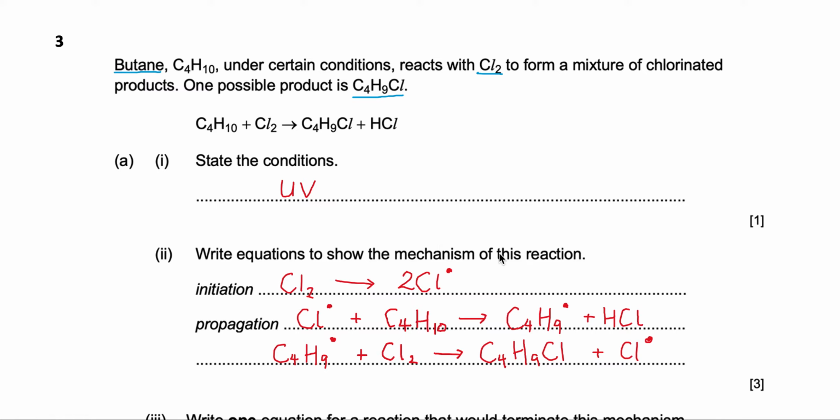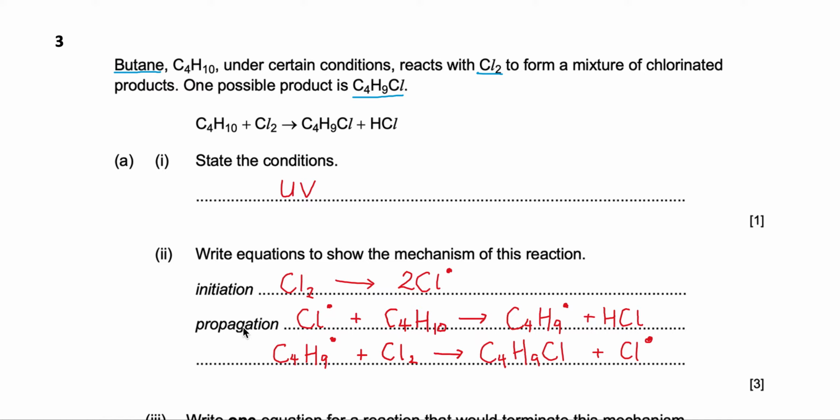It then says to write the equation to show the mechanism of this reaction. So the first step is initiation. Initiation is the formation of the radicals, and this is technically where UV is utilized. So UV breaks that chlorine-chlorine bond to form two chlorine radicals.